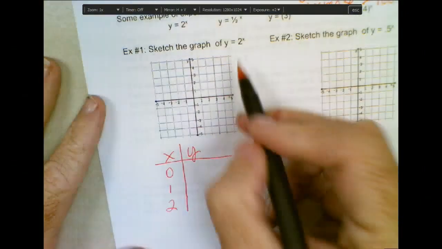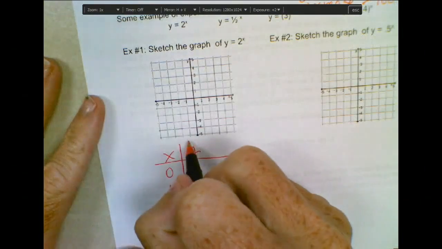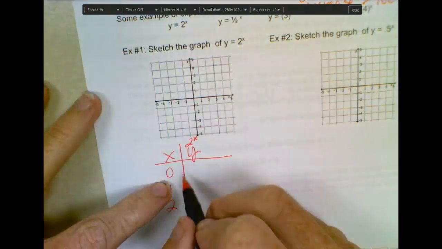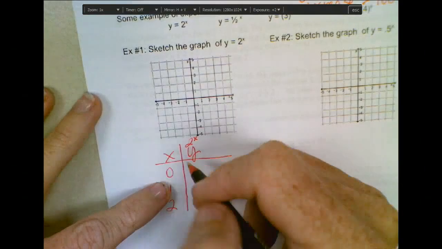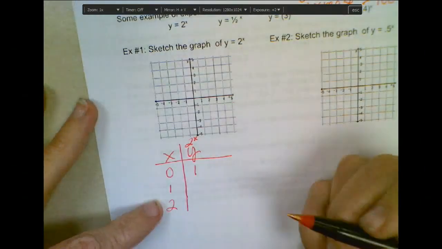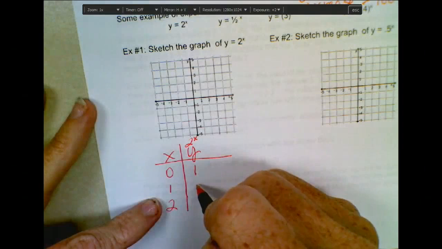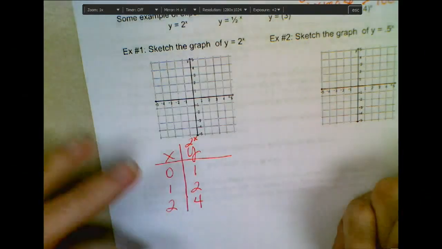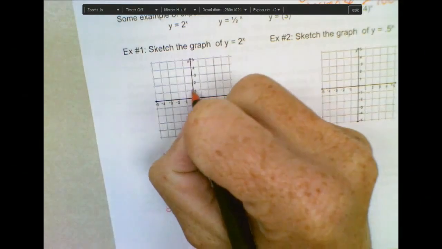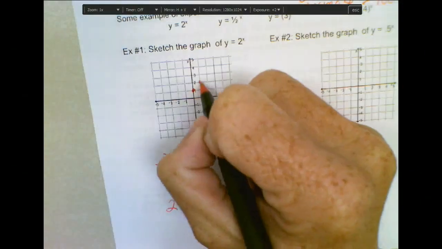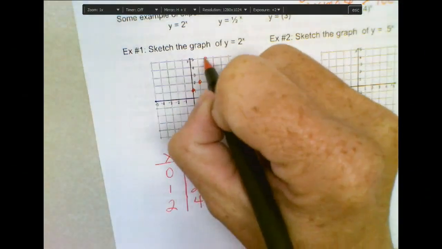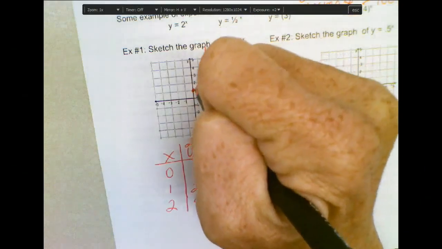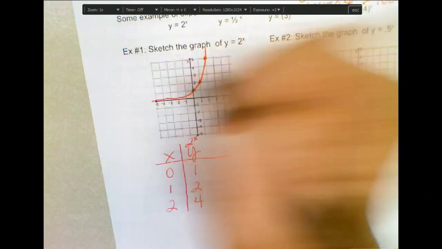So we're going to do 2, remember what you're doing, 2 to the x equals our y. So 2 to the 0 power, anything to the 0 power equals what? 1, of course. 2 to the first power would equal 2, and 2 to the second power equals 4. Now you've got some points that you can graph, so we'll go 0, 1, 1, 2, and 2, 4. So exponential graphs make this kind of curvy slope.